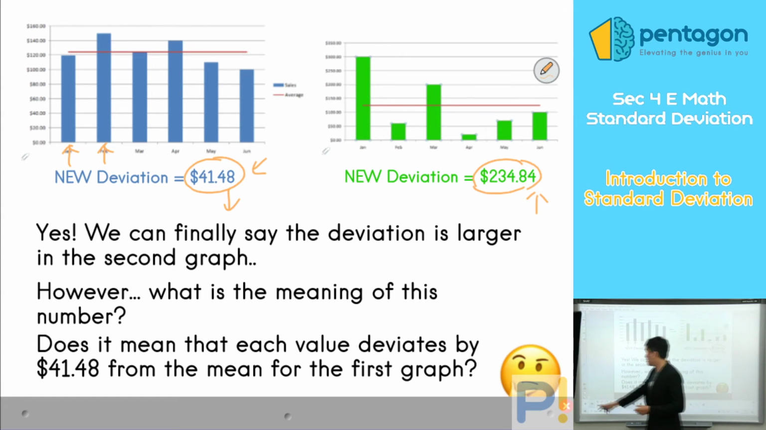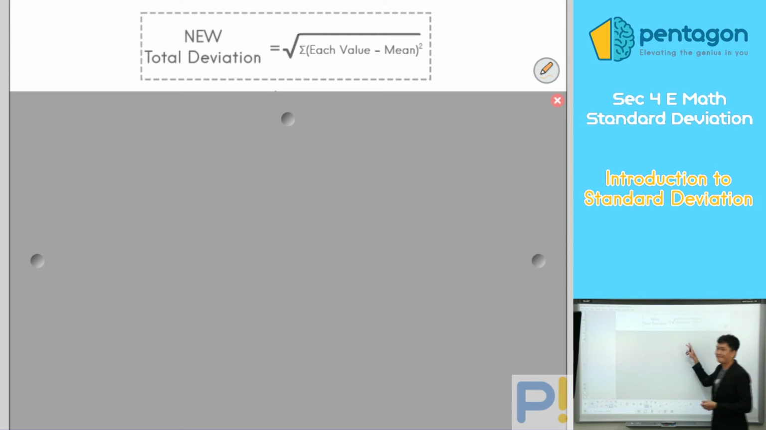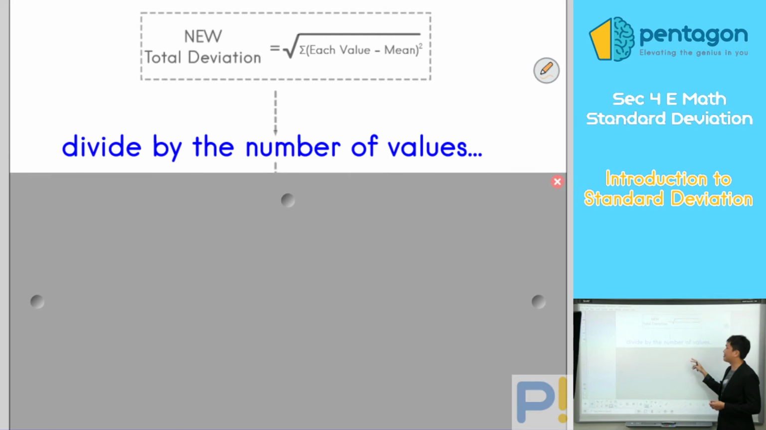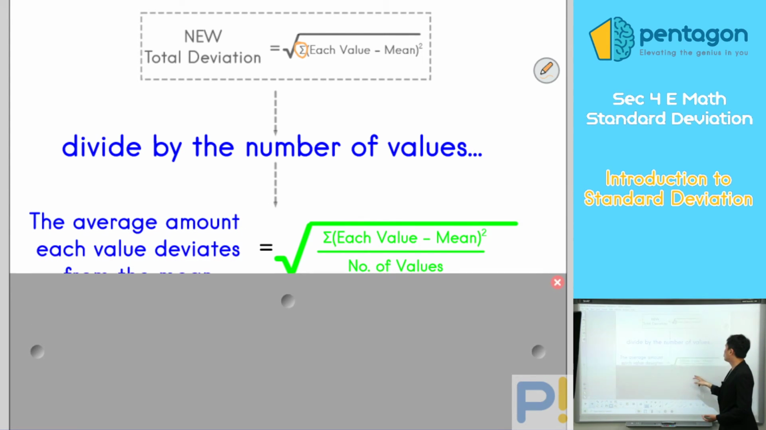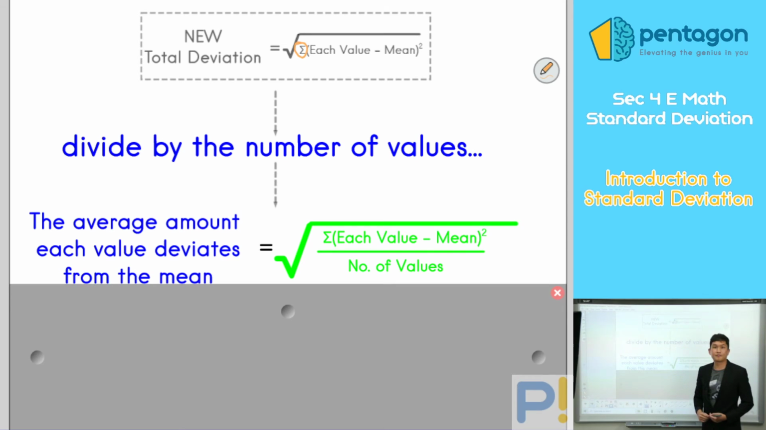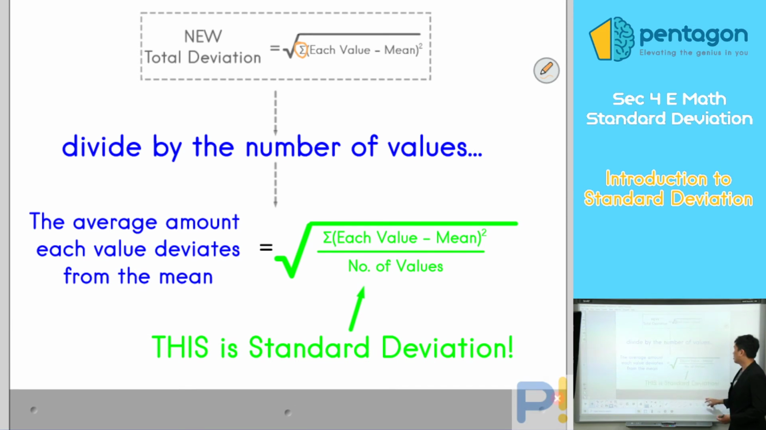The thing that we're missing is we need to divide by the number of values. When we sum up all 6 pieces of data, we then have to divide by 6. So we should divide by the number of values. Doing this will give you standard deviation. So this is the intuitive version of the formula of standard deviation. We are not yet at the one that is in your textbook.